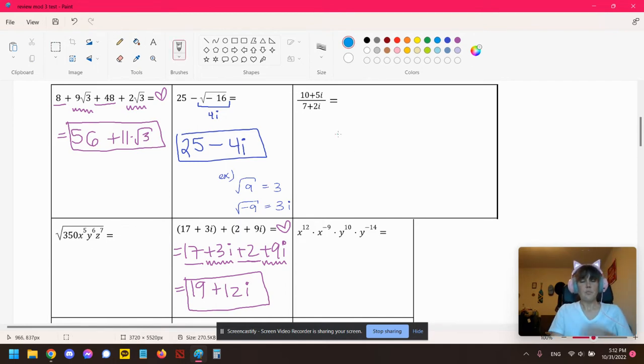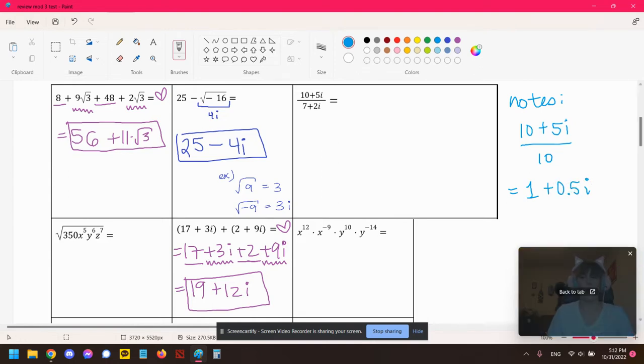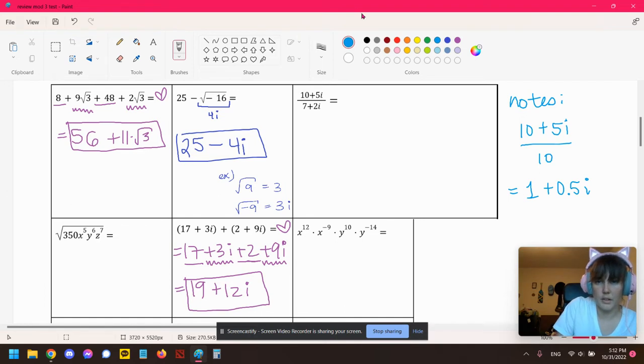Okay. When we divide complex numbers, off to the side as a note, and I write this every time, if we had something like 10 plus 5i divided by 10, then this would turn into 1 plus 0.5i, because we would just do 10 divided by 10, get 1. We would do 5 divided by 10, get 0.5. We'd be done, right?